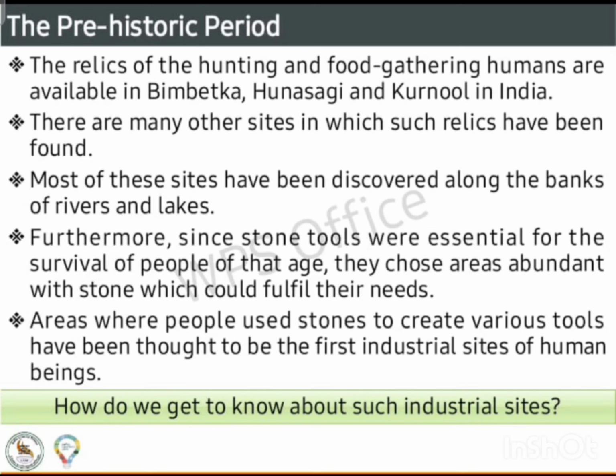There are many other sites in which such relics have been found. Most of these sites have been discovered along the banks of rivers and lakes. Furthermore, since stone tools were essential for the survival of people of that age, they chose areas abundant with stones which could fulfill their needs. Areas where people used stones to create various tools have been thought to be the first industrial sites of human beings.